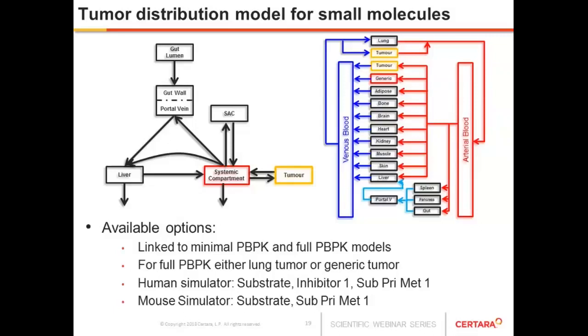So the tumour model is available for small molecules for the human simulator for substrate, inhibitor 1, and the primary metabolite of the substrate, so through 3 different moieties to model combination therapy, and for the mouse simulator for the substrate and the substrate primary metabolite. And again, this is down to differences in the mouse simulator and the fact that we don't currently have inhibitor models for the mouse simulator.